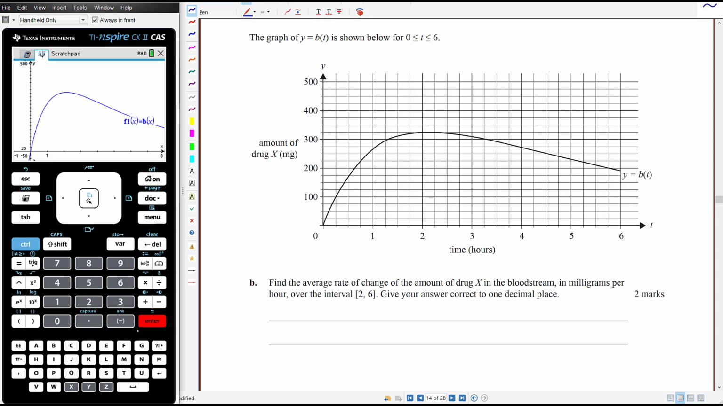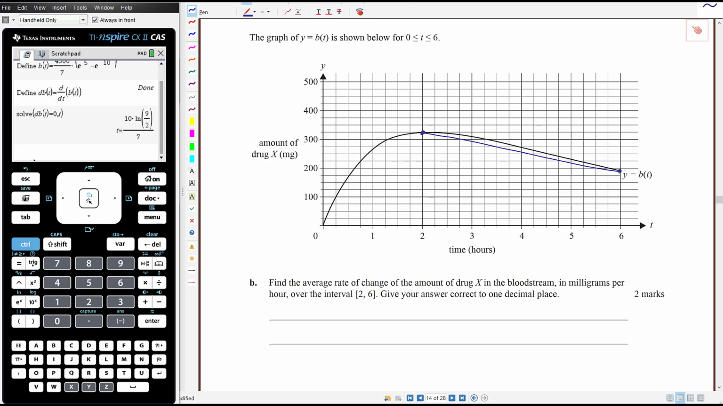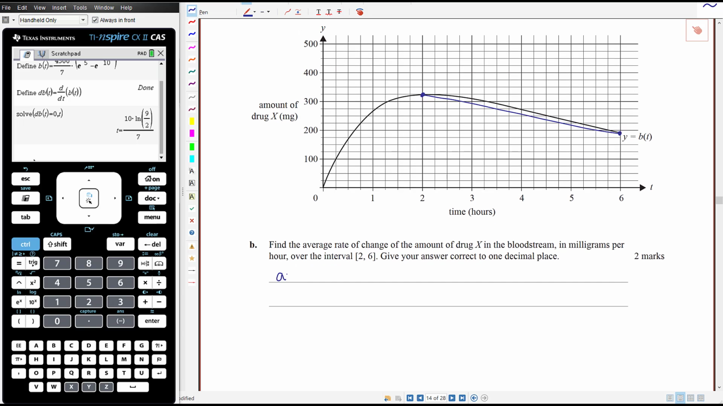So we want to find the average rate of change of the amount of drug X in the bloodstream in milligrams per hour over the interval 2 to 6. So we want the average gradient from 2 to 6. We just want rise over run. So the average rate of change is going to be the value of b at 6 minus the value of b at 2 over 6 minus 2, or you can do b of 2 minus b of 6 over 2 minus 6, same thing.